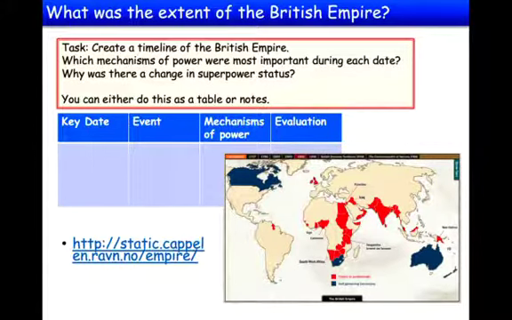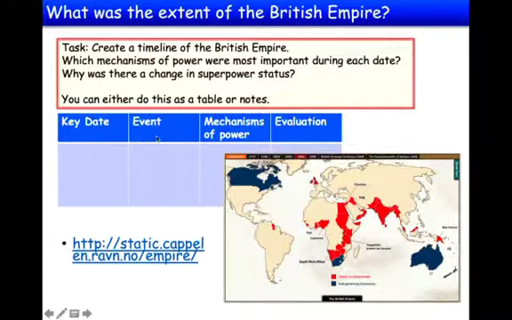So what I'd like you to do first is to construct a simple timeline of the mechanisms of power, how Britain maintained its power. You can either do that as a table like we've got there, or just as some notes. I don't really mind. If you open this as a PowerPoint, you'll see in the notes section throughout the presentation there's a load of links, as well as this one here, that give you loads and loads of information about the British Empire. So try and get all those open if you can.